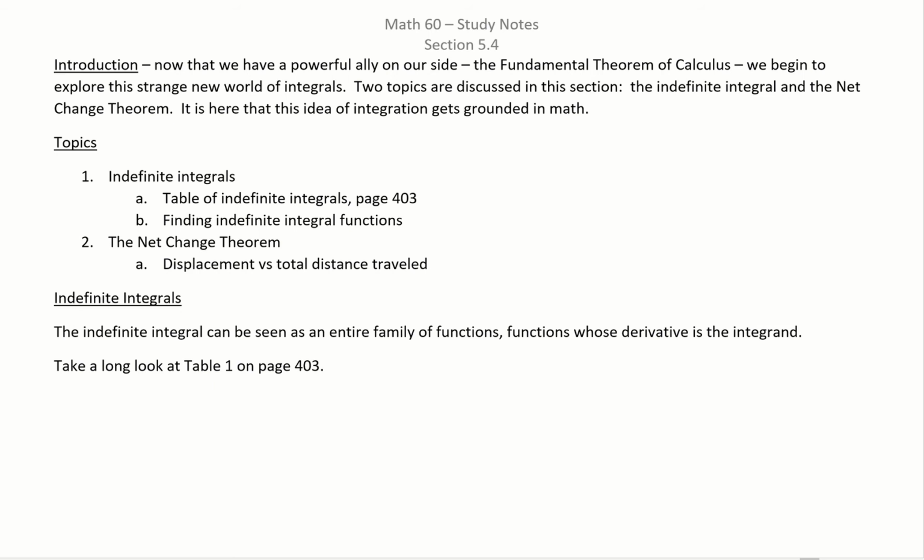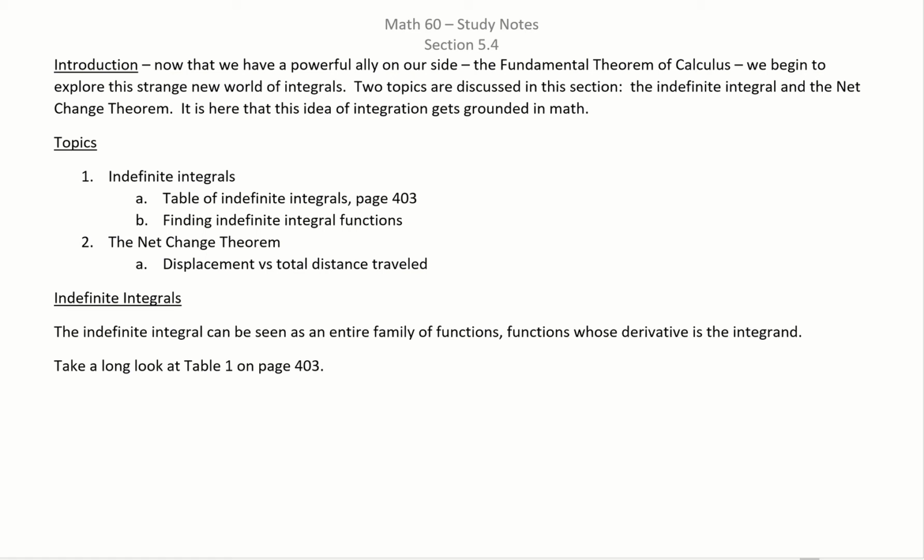All right. Let's just read the introduction together, the first sentence. It says, now that we have a powerful ally on our side, the fundamental theorem of calculus, we begin to explore this strange new world of integrals. It is strange and it's marvelous and it's powerful too.